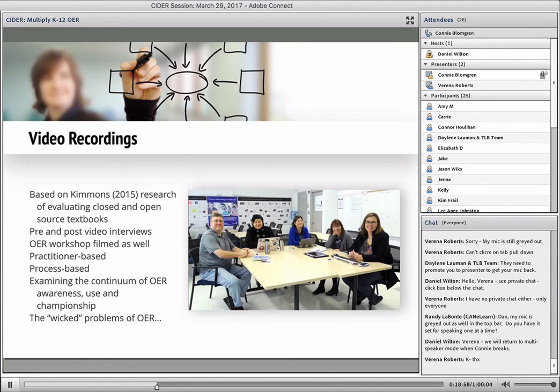The workshop itself was based on the work of Royce Kimmons, where he did some research of teachers who evaluated some textbooks, and some of those were traditional copyright restricted textbooks, open access textbooks, and then open adapted. And so taking his research from 2015, we used some of his research to guide our workshop.